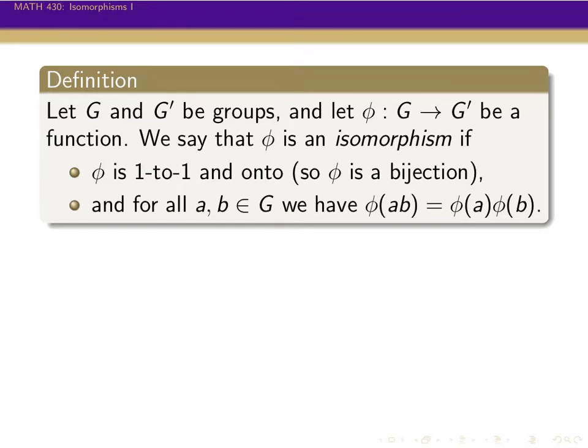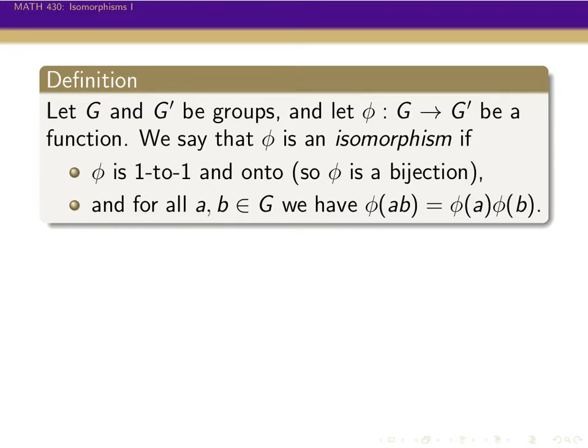Well, let G and G prime be groups, and let phi be a function from G to G prime. Then we're going to say that phi is an isomorphism if, one, phi is one-to-one and onto, and so phi is a bijection between the two groups. And secondly, if phi plays well with the group operations. What we mean specifically is that if we have any two elements a and b in G, then phi of the product of a and b is equal to the product of phi of a and phi of b.